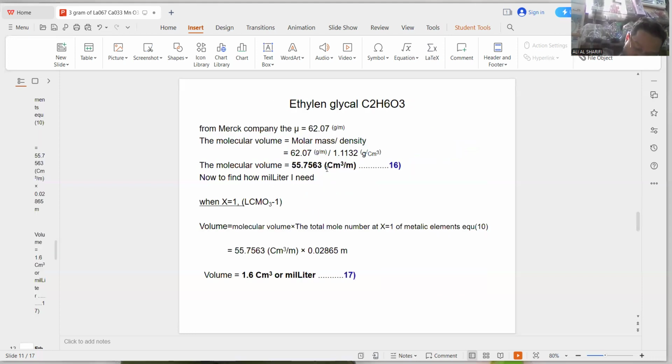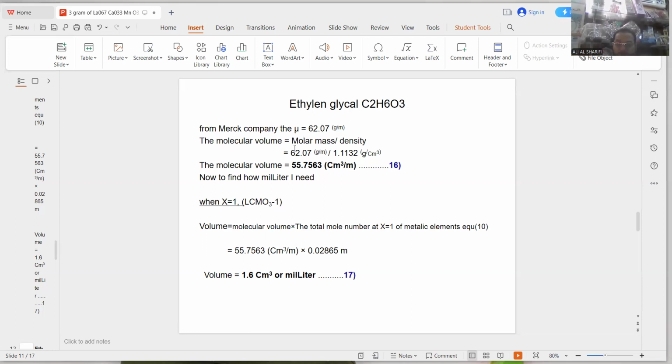Now, the acetic acid agent is done. Let's talk about ethyl angelical from Merck company, with molecular mass equal to 62.07. I need the molecular volume here. There is an important difference between acetic acid and ethyl angelical, because ethyl angelical is liquid, while acetic acid is powder, like the other precursors. Let's come back.